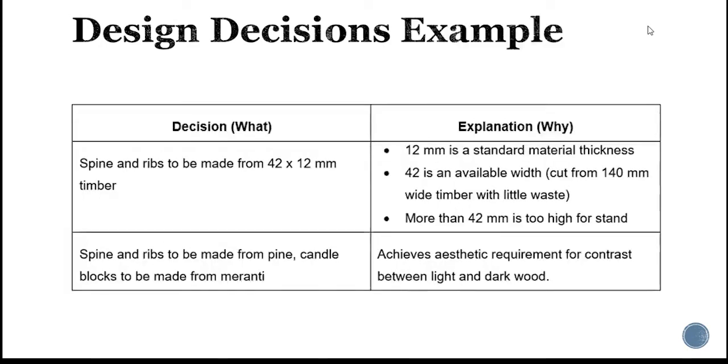An example here of design decisions: I've said that the spine and ribs are going to be made from 42 by 12 mm timber. The reason why is because 12 is a standard thickness and 42 is an available cut width, and more than 42 mm is too high for the stand. We talked about the aesthetic requirement of something being in proportion, and somewhere along the line I've worked out that 42 mm is just right. I have a decision to make the spine and ribs from pine, the candle blocks to be made from Meranti, and once again we have an aesthetic requirement of contrast between light and dark wood. So we've got both the decision of what we've decided and why.